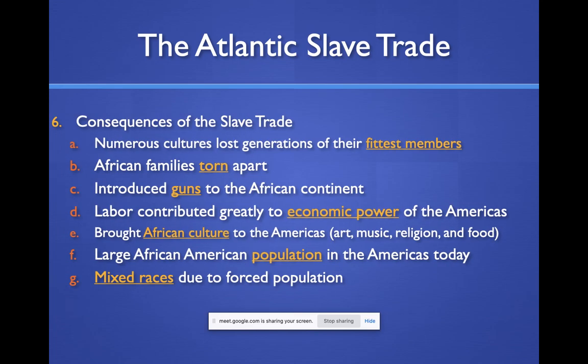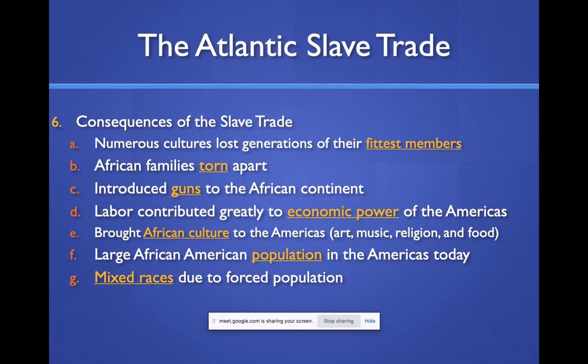So the consequences of the slave trade were pretty severe. It completely annihilated generations of entire tribes. And that's because they would come in and take the fittest or the healthiest members. So the young men and women and children were all taken away. The elderly and the sick were left, which meant they died off, and those tribes' cultures were completely erased. Their families were torn apart, which means even to today, people with an African descent, it'll be difficult for them to trace their heritage because of this situation.